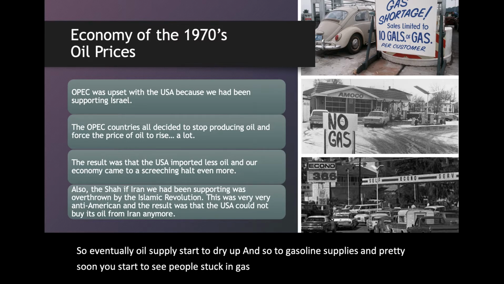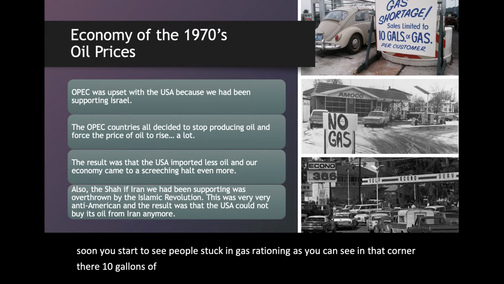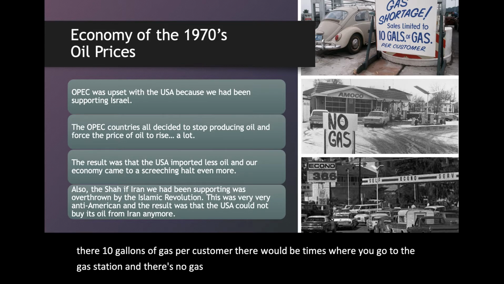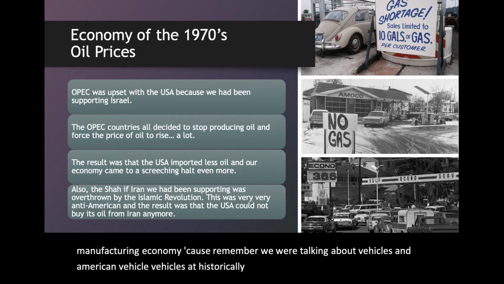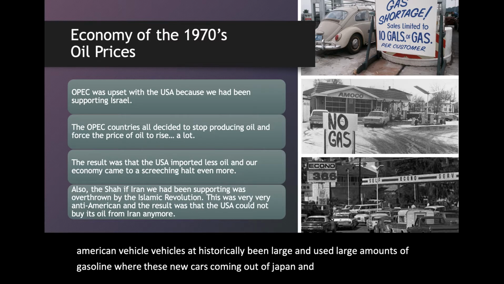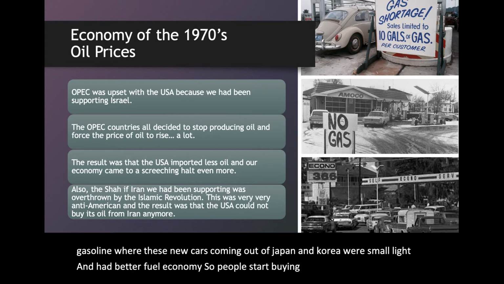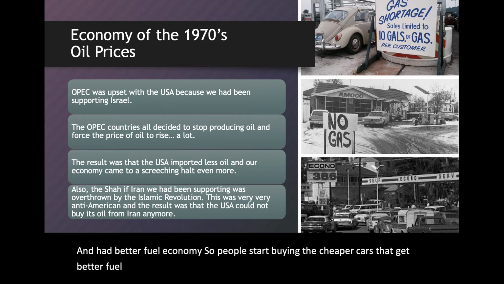As you can see, up in that corner there, 10 gallons of gas per customer. There'd be times where you go to the gas station and there's no gas whatsoever. This again hurts the American manufacturing economy because remember, we were talking about vehicles, and American vehicles had historically been large and used large amounts of gasoline, where these new cars coming out of Japan and Korea were small, light, and had better fuel economy. So people start buying the cheaper cars that get better fuel economy, further creating problems in the manufacturing districts in Detroit. More people start losing their jobs.